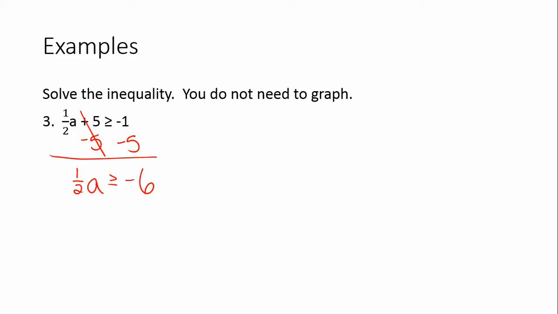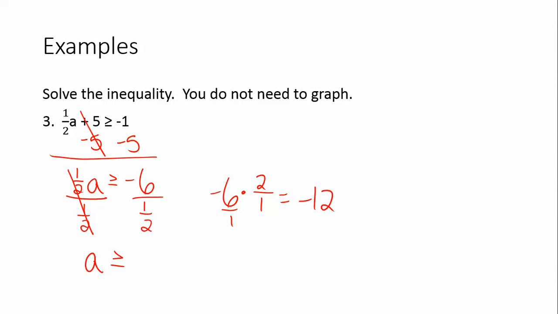Now, just as if this were a whole number, an integer coefficient, you would just divide by whatever's in front of the a. So we're going to divide both sides by 1/2. If you have a calculator, you can just do -6 divided by 0.5, or if you remember, when you are dividing fractions, it's the same as multiplying by the reciprocal. That gives us -12 over 1, or just -12. So a is greater than or equal to -12.